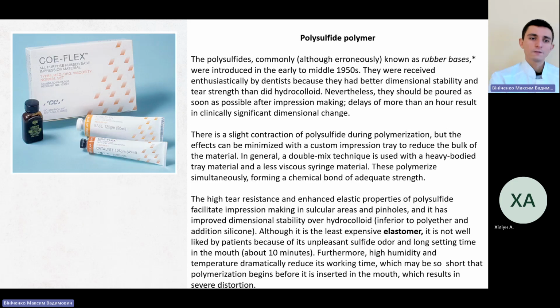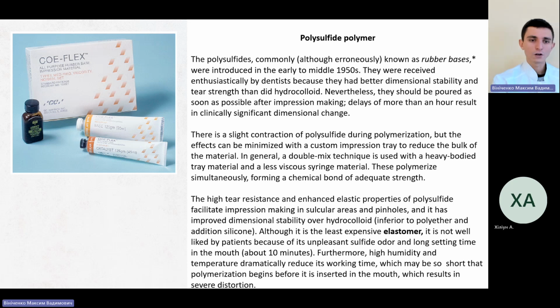Polysulfide polymer. The polysulfides, commonly, although erroneously, known as rubber bases, were introduced in the early to middle 1950s. They were received enthusiastically by dentists because they had better dimensional stability and shear strength than did hydrocolloid. Nevertheless, they should be poured as soon as possible after impression making. Delays of more than an hour result in clinically significant dimensional change.